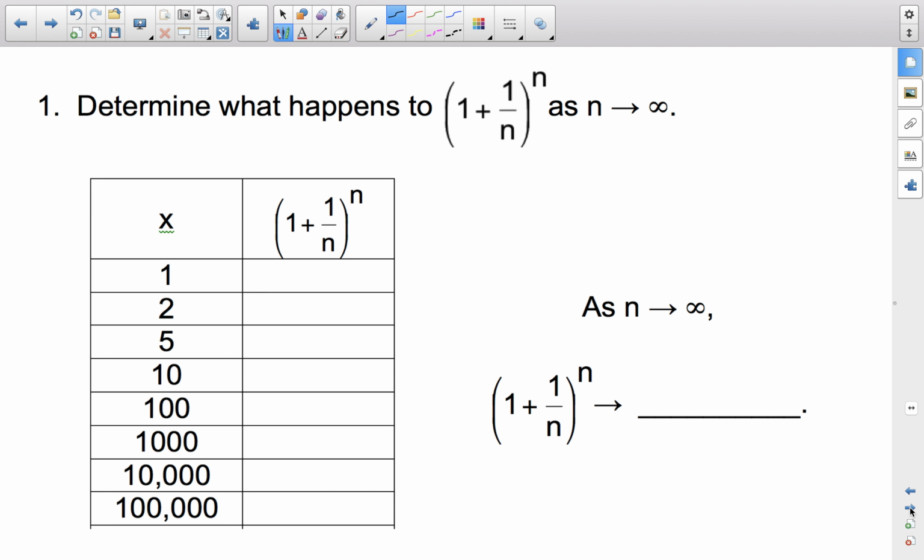Now, you might be asking why we're doing this. Since I don't have a calculator handy with me, you could change. Remember how to do this? We did it before in your table set. You're going to change auto to ask, and you're going to plug this into y equals, right? And so in y1, I type 1 plus 1 over x to the x.